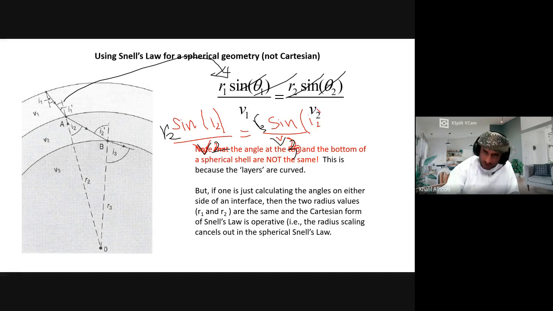This is equal to this. Sine theta 1 is not equal to sine theta 2. They are not equal because the Earth is not flat. To make this equation equal, we need to insert R1, which is this one, and R2, which is this one. If we apply the same thing to these two angles, I2 and I2 dash, I need to apply V2, V3, R2, R3. This angle is not equal to this angle.